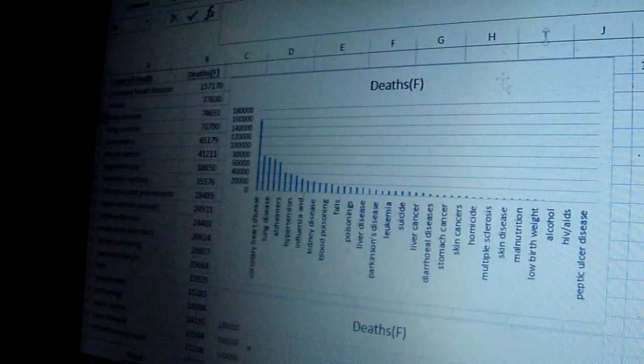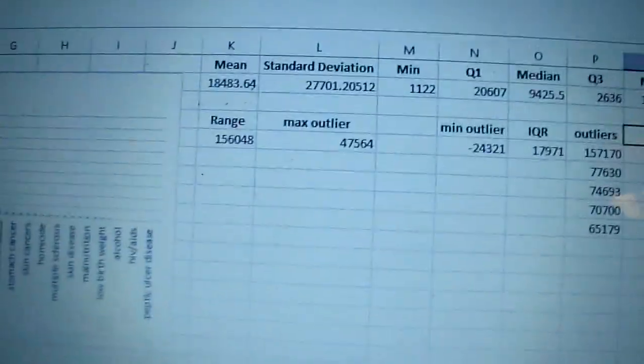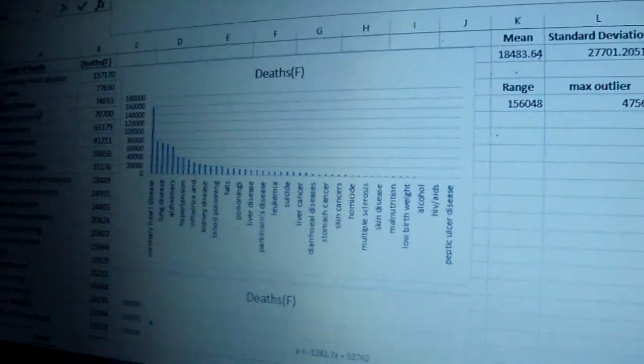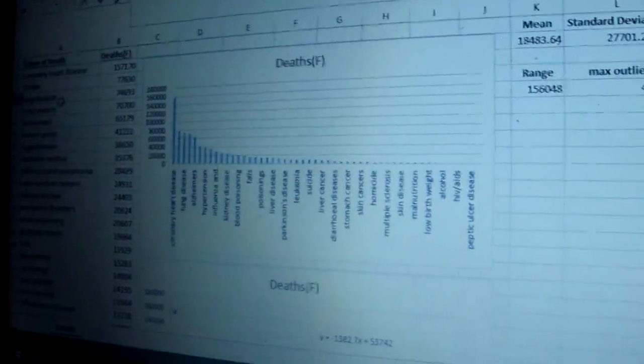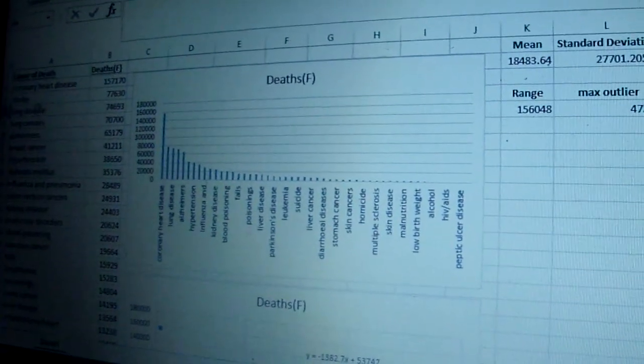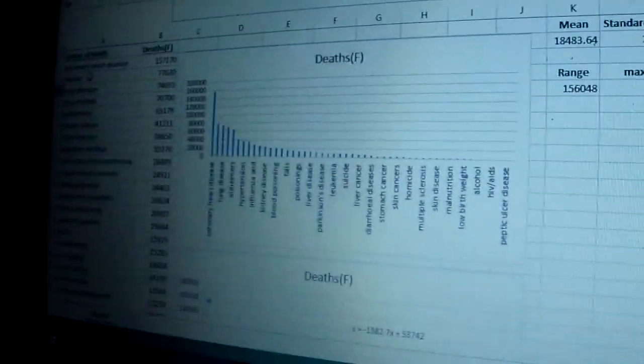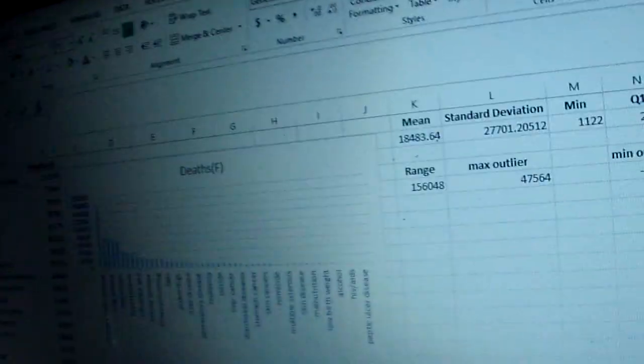So what I learned from this was the leading causes of death, and I realized that you probably shouldn't smoke because lung disease and lung cancer are the 3rd and 4th most likely to kill you. So I would stay away from that. But stroke and heart disease, I'm not really sure what causes those, but that is a big deal too.